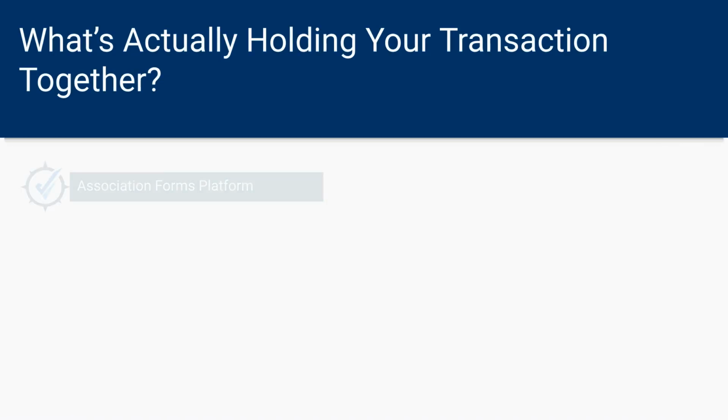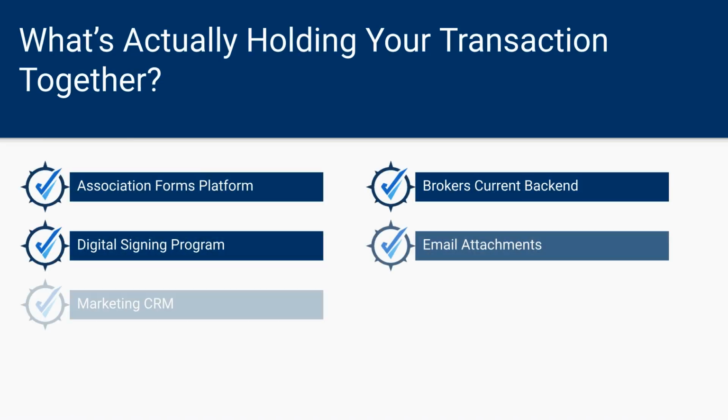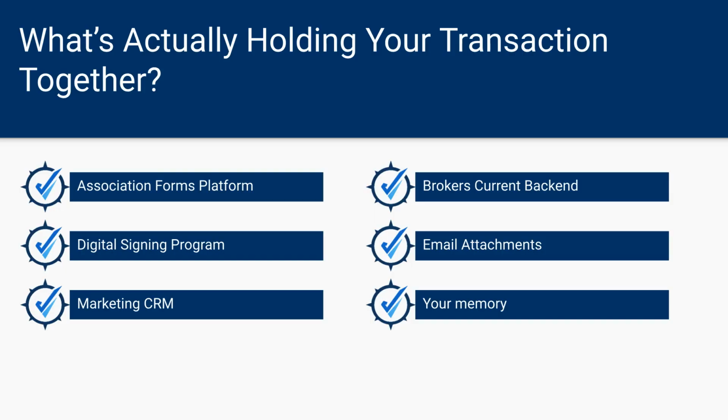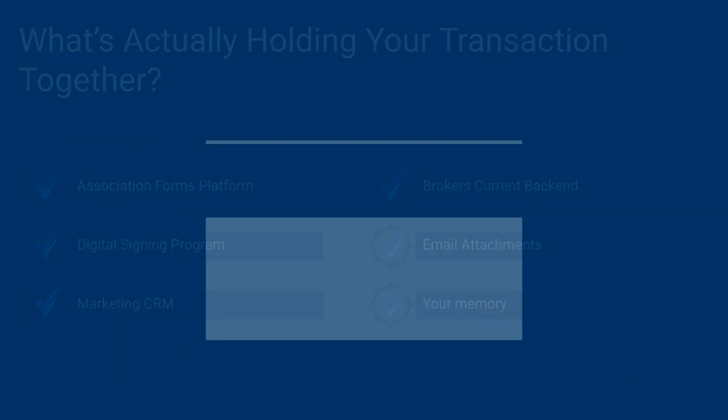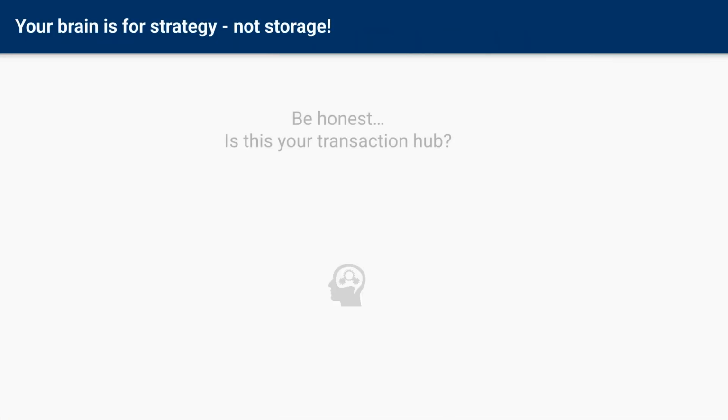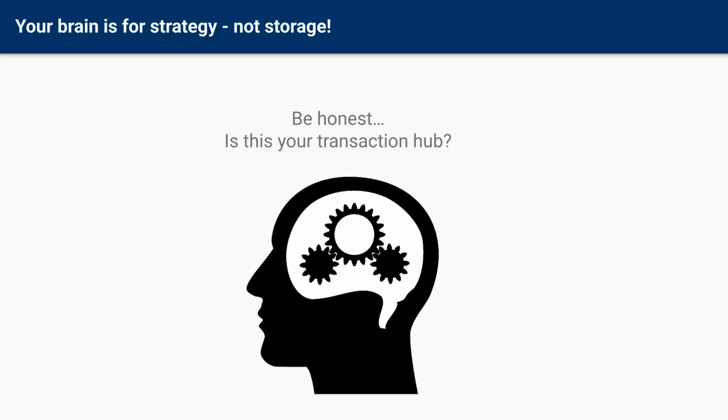What is actually holding your transaction together? For most, it's a mix of multiple systems and, most commonly, your memory. The transaction doesn't really reside anywhere. Be honest, is your brain your transaction hub? Your focus should be on negotiation and strategy, not document location.